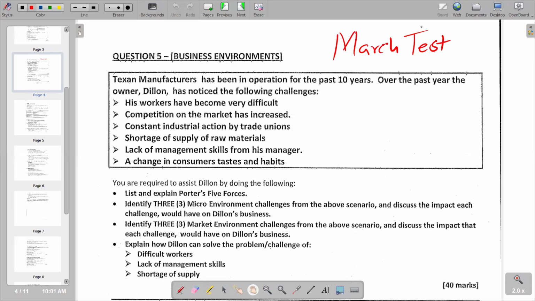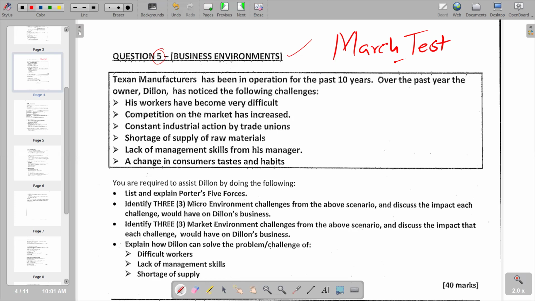In this video, we want to look at an essay question of a March test, and the question is on business environment. So this is question 5 on this question paper. The question reads: Textile Manufacturers has been in operation for the past 10 years. Over the past year, the owner Dillon is noticing the following challenges.